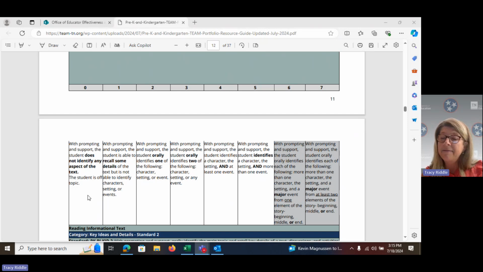If the student is able to not only identify the character, but they can identify more than one character, at level 7, if they can identify more than one character, the setting, and now they can identify at least two major events, something that happened either at the beginning, the middle, or the end, then that scores a level 7.